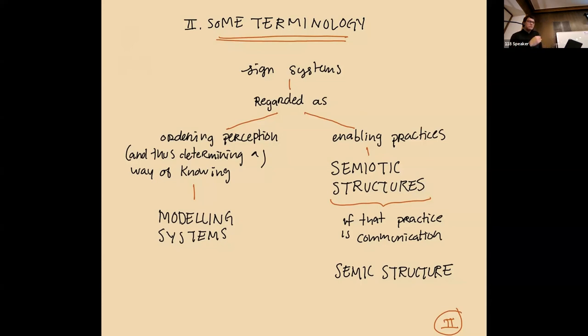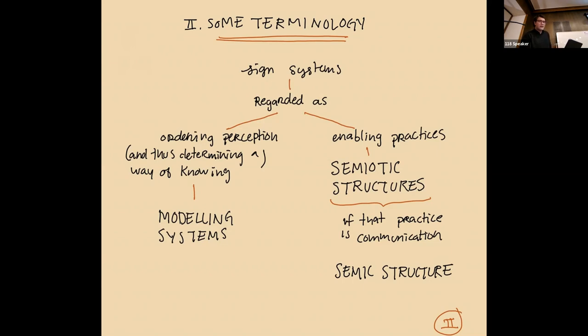Now, by semiotic structure, I mean any sign system inasmuch as it is regarded as having as its main aim to enable practices. Within semiotic structures, sign systems that are regarded as enabling the specific practice of communication, I will call semic structures. And I borrowed this term from Eric Buyssens.